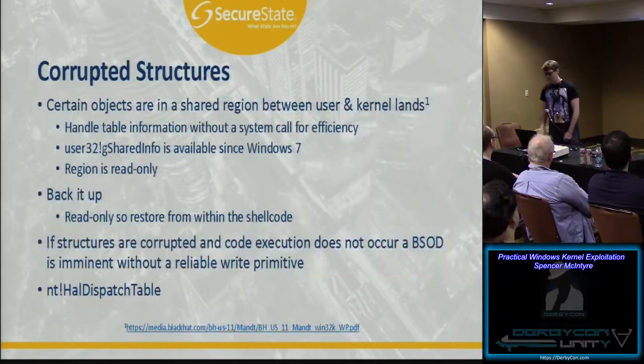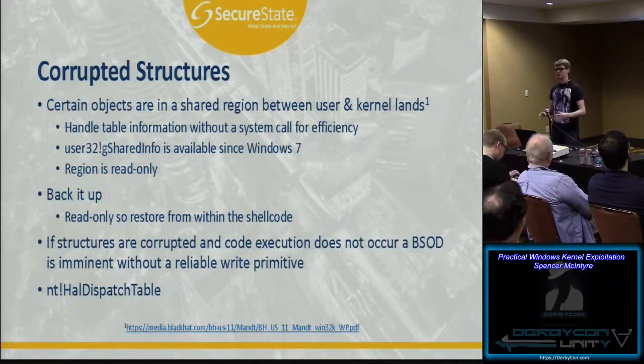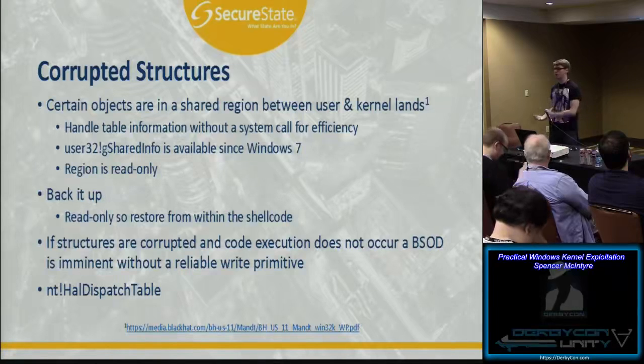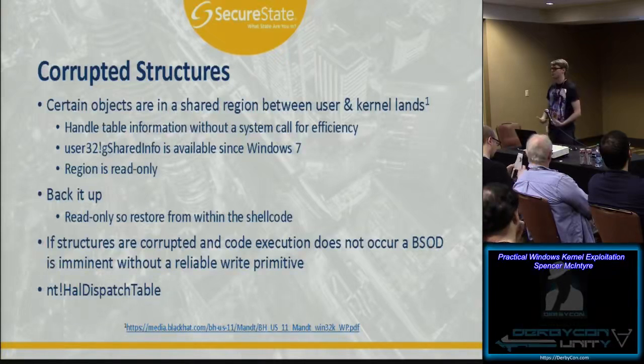So, corrupted structures. One of the nice things about Windows is that there are certain objects that are in a shared region of memory between the user land and the kernel address space. There's a region of memory that's read-only to the user land, but you can actually look through this, and only the kernel can write to it. It's included as read-only as a performance increase, because every time something is done in the context of the kernel, the context has to be switched, and that can be very slow. So in order to speed this up, Windows makes some of the structures in a specific region of memory available from the userland process so that those can be read.